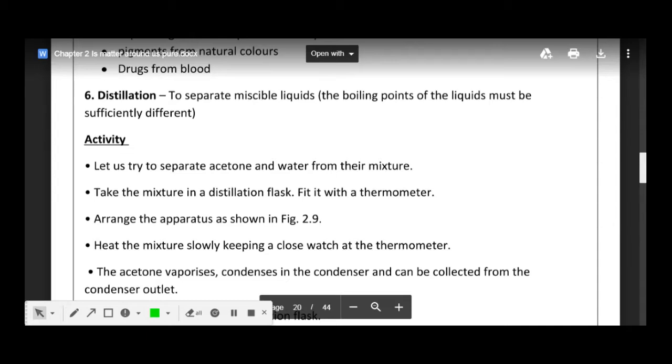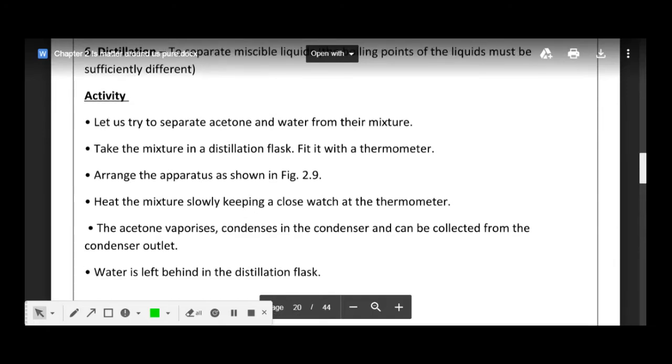So, to separate miscible liquids, the boiling points of liquids must be sufficiently different. So, distillation is a process you have already done in previous classes might be. So, distillation में हम boiling points के ऊपर काम करते हैं, right? So, if there will be a difference between the boiling points of two substances, we are able to carry out the distillation process. There should be a major difference. But if there is not a major difference, then we have to opt for the fractional distillation.